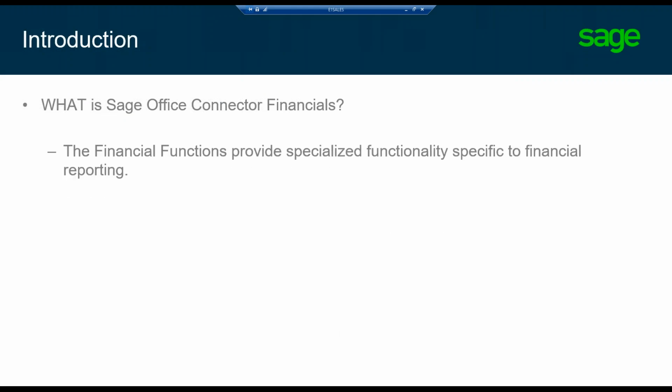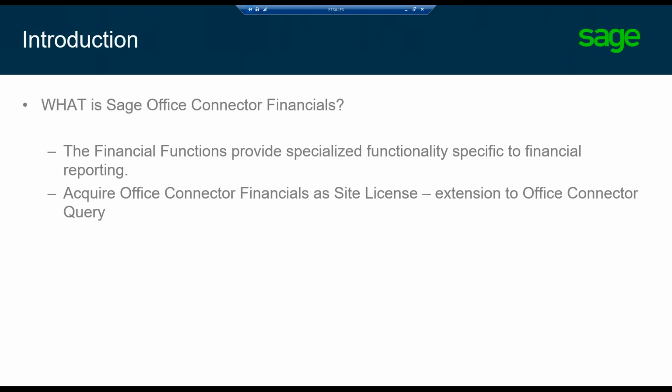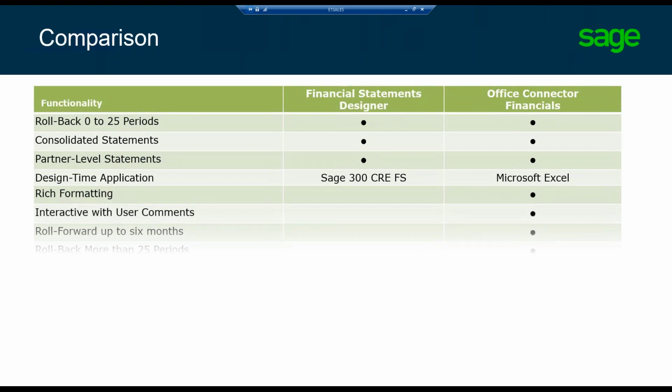So specifically, financial functions inside of financials is what is the derivative process, and you're going to see an example of some of those functions at work for you. So you'd acquire Office Connector Financials. The site license has that extension of query, as I already said, and here's how it compares to the legacy financials that comes with Sage.